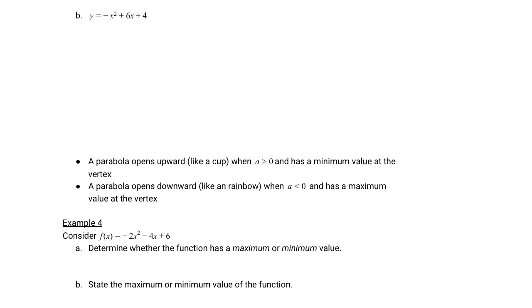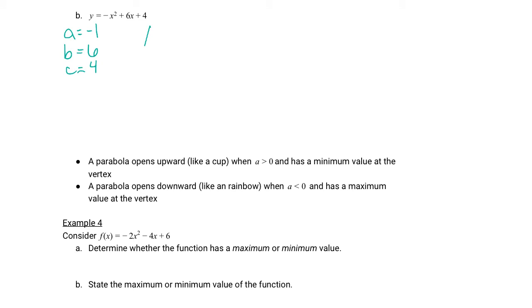Part B is all you. Do it. Ready, set, go. Okay, we're going to start out by listing what a, b, and c are. a is -1. There's an imaginary 1 in front of that x. b is 6. c is 4.